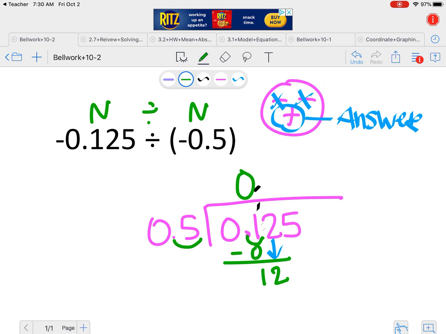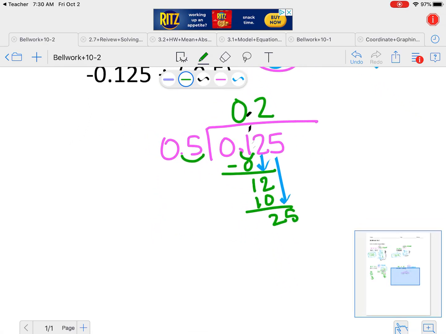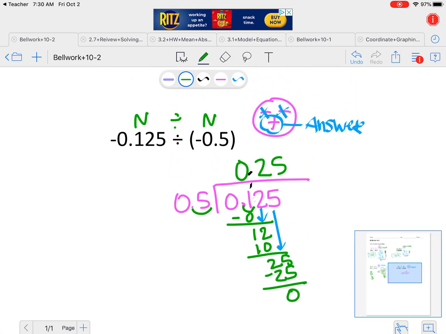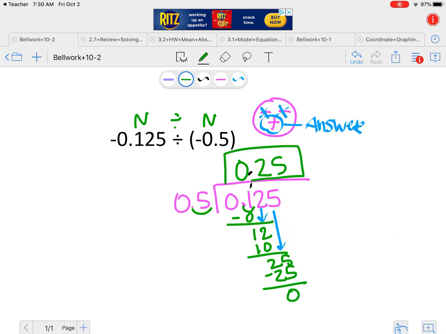5 can divide with 12 2 times. That's 10. Subtract, you get 2. Carry down your next digit of 5. And then 5 divides with 25 5 times. It's a perfect match. I have 0 left over. I'm looking back at my face symbol I drew. My answer was going to be positive. So I can just box this now and say my answer is 0.25.